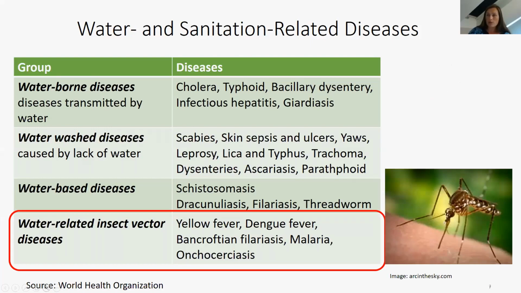The fourth type of disease is the so-called water-related insect vector diseases, of which you might know malaria, dengue fever, yellow fever, which are transmitted by so-called vectors, which are basically insects that live in water bodies and multiply there and then can spread the diseases. So these are the general water and sanitation related diseases. And if you think about waterborne diseases, they are directly transmitted through water, through unsafe water supply systems or lack of water supply.